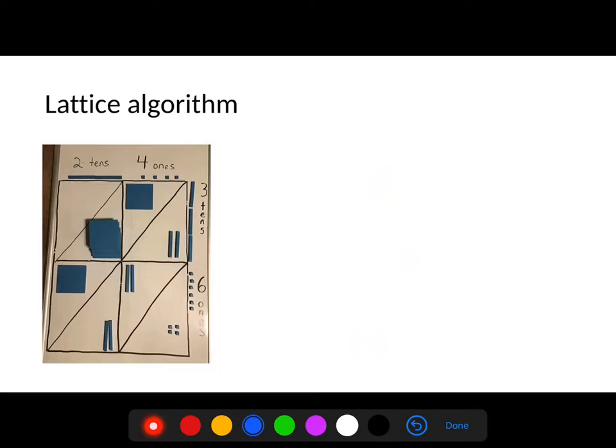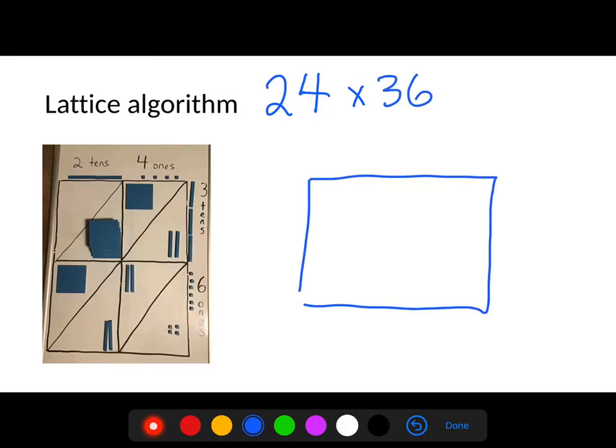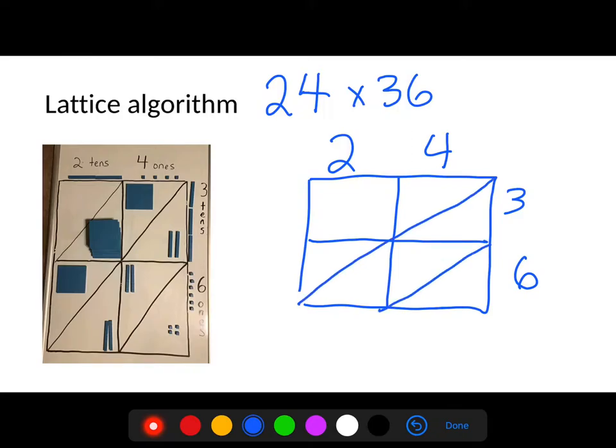Let's go ahead and actually solve this using the algorithm. So if I wanted to do 24 times 36, I would draw a rectangle, label the sides 24, 36, build the lattice structure, and then start multiplying. So I could multiply in the upper right region 4 times 3, and I get 12. And then I can move to my lower right region. Now I have 4 times 6. I'm just taking the cross section here.